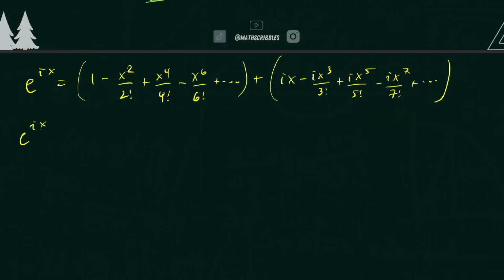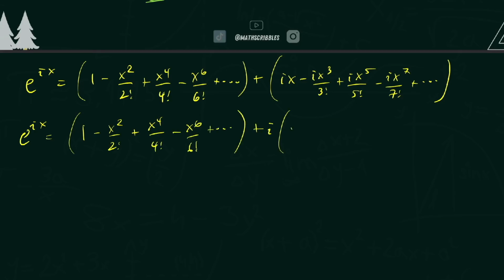As we continue, we still have the left-hand side. The stuff in the first parentheses is going to stay the same. And now we're going to factor out an i from that second parenthesis. So we have x minus x cubed over 3 factorial plus x to the 5th over 5 factorial minus x to the 7th over 7 factorial. And we continue on and on.